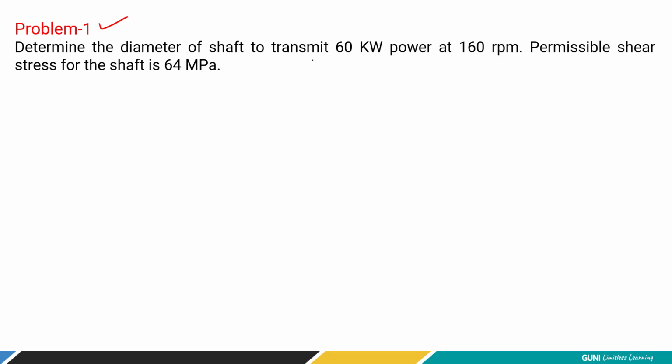Determine the diameter of shaft to transmit 60 kilowatt power at 160 rpm. So here we have given power P, and we have also given the rotation, that is RPM, revolution per minute, means the shaft is rotating 160 times in a minute. Okay, एक मिनट में वो कितनी बार घूम रहा है? 160 टाइम.